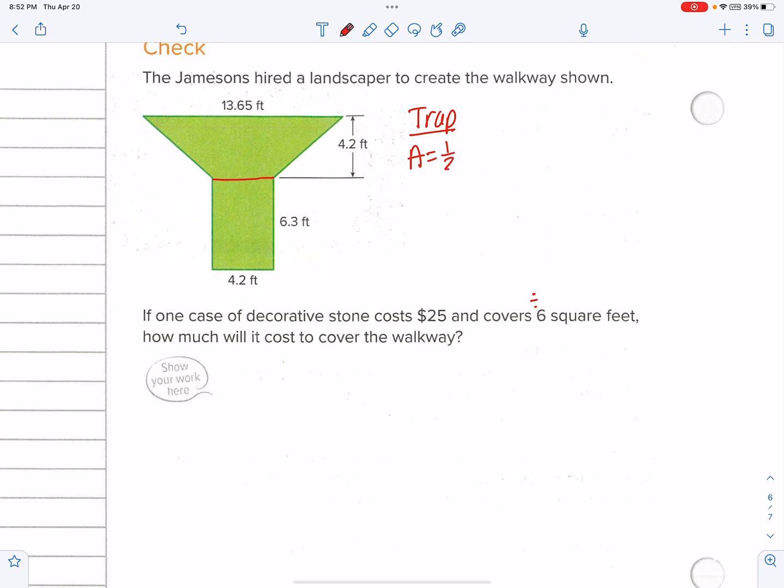So we have 1/2, and we do the height first, and then B1 plus B2. Okay. And then fill out everything that we have. So remember, the height is perpendicular to the base, and we can see what that is. It's 4.2. So we have 4.2, and then B1 plus B2.